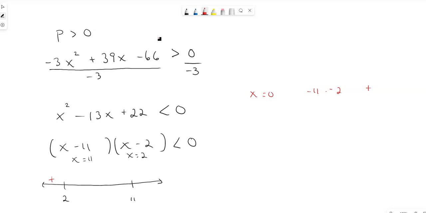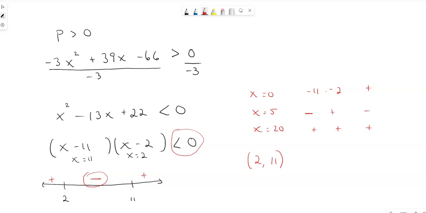Let's test the value between 2 and 11. Let's pick 5. 5 minus 11 is a negative number. 5 minus 2 is a positive number. A negative times a positive is a negative. And then for the third one, pick 20. Definitely bigger than 11. 20 minus 11 is positive. 20 minus 2 is positive. Positive times a positive is a positive. So we were told to pick the values that made it less than 0. So here are the values that make it less than 0. The values between 2 and 11.